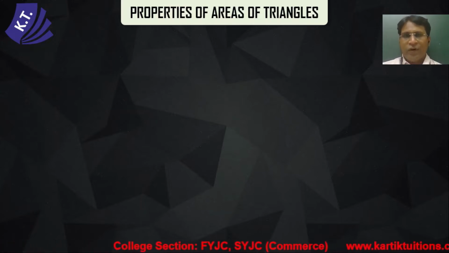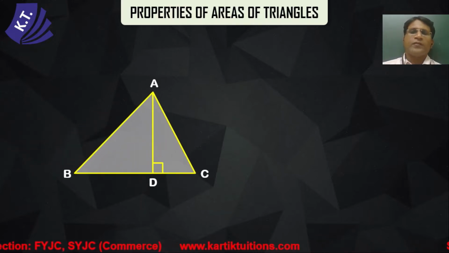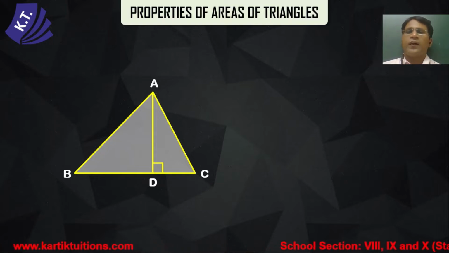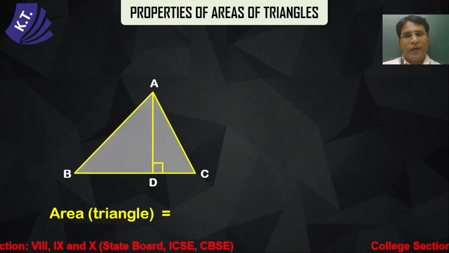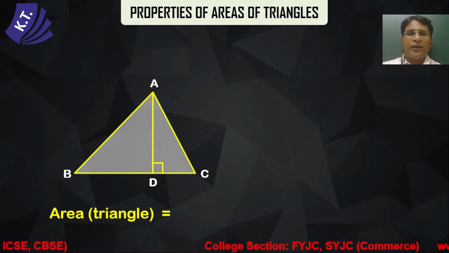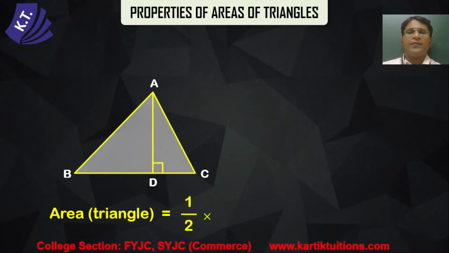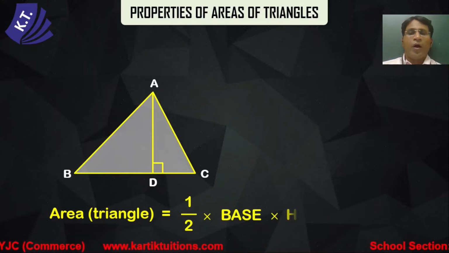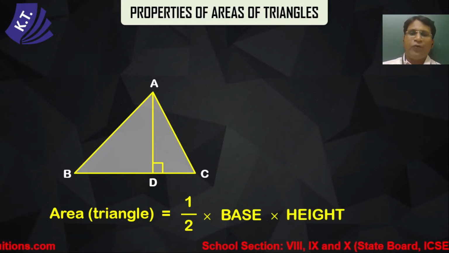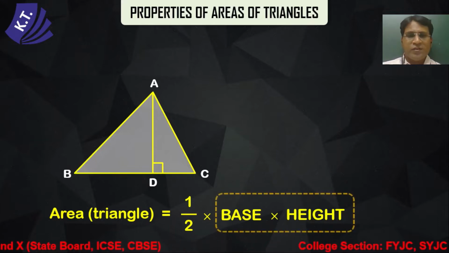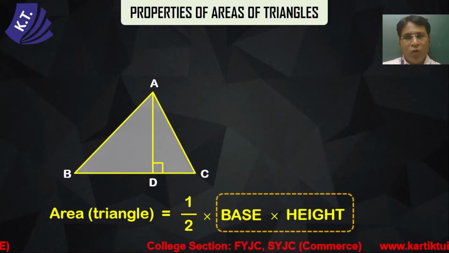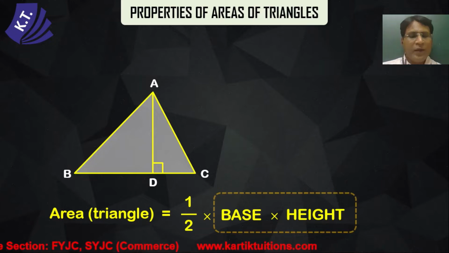Now here, first let's understand a few things about triangles. I have considered triangle ABC where I want to find the area of a triangle. The formula to find the area of a triangle is half into base into height. Most of the students get confused in determining the base and height. So, first we'll understand how to determine the base and its corresponding height.